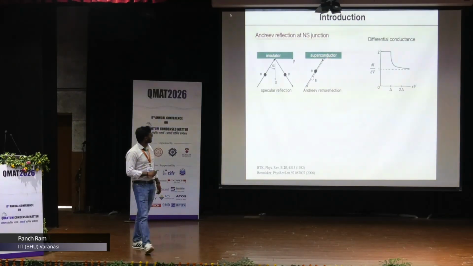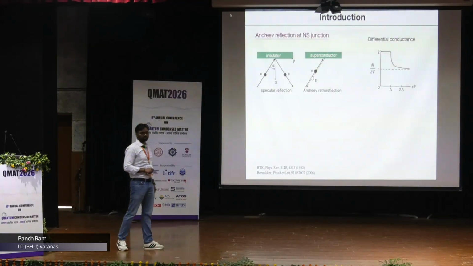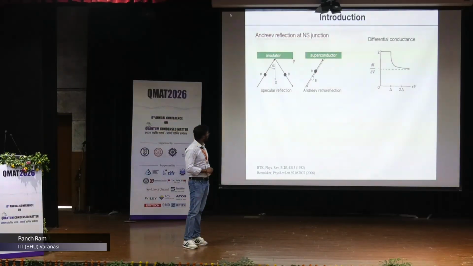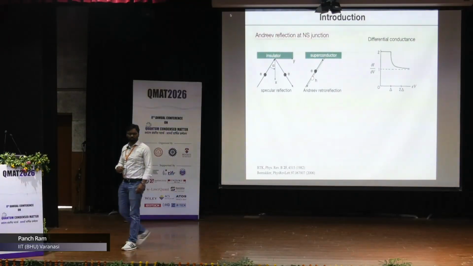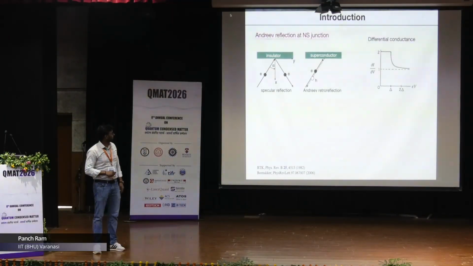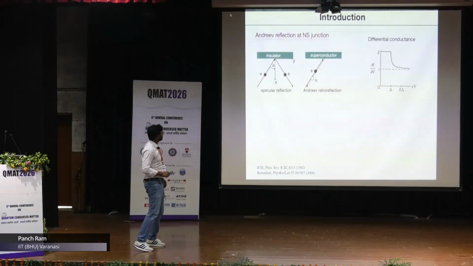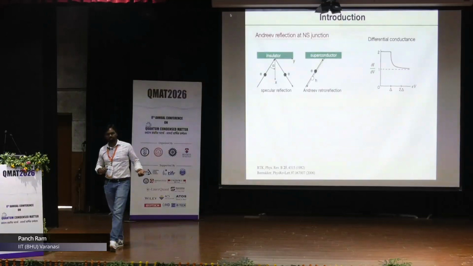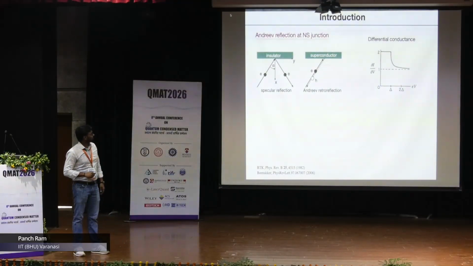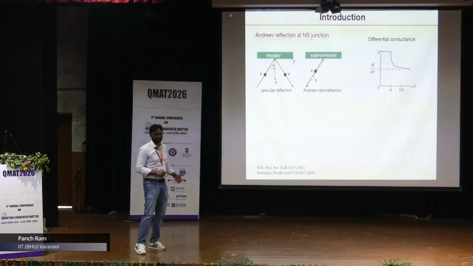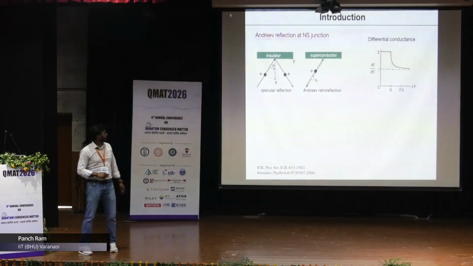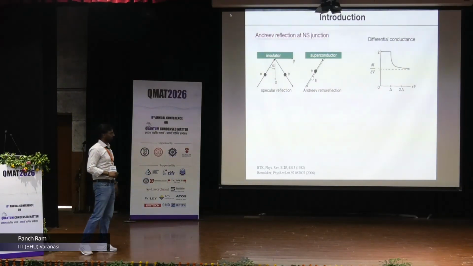The vacancy created in the normal region is reflected. Whatever path the electron takes, it seems a hole is reflected back. This kind of reflection is known as retroreflection, because it retraces the path of the electron, and this phenomenon is known as Andreev reflection. Due to this process, even if the electron has less energy than delta, you can find some conductance. Here the differential conductance is shown. Within the gap, you have some finite conductance.